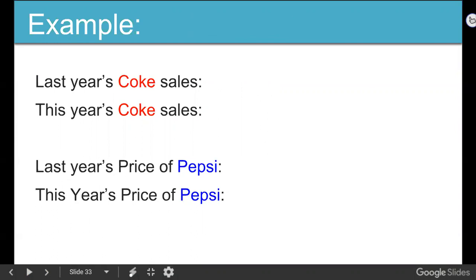The definition of elasticity: generic definition, sensitivity of sales to a change. Price elasticity is the sensitivity of sales to changes in price. Income elasticity would be the sensitivity of sales to a change in income. Cross price elasticity is the sensitivity of sales to a change in the price of another product.